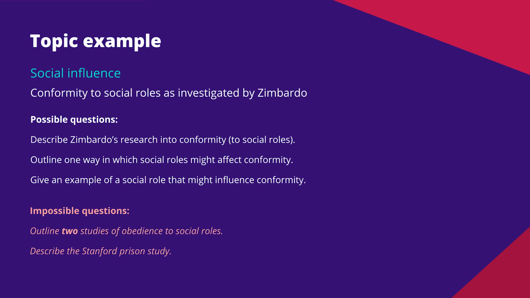However, the examples in red are not, because in the first case, only one study appears by name, so to ask for two would be unreasonable or invalid. In the second case, although everyone knows that the Zimbardo study is the Stanford Prison Study, this is not a term used on the specification, so it would not be appropriate to use it in a question.